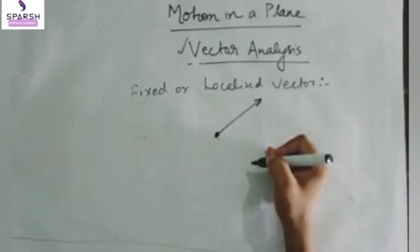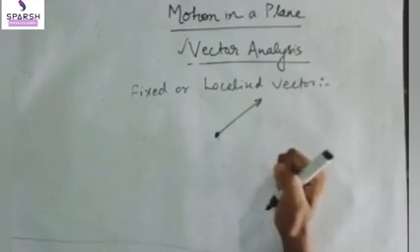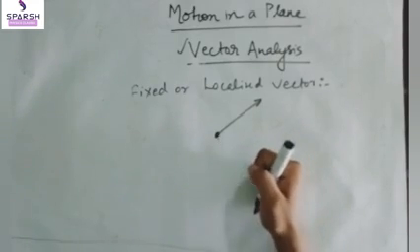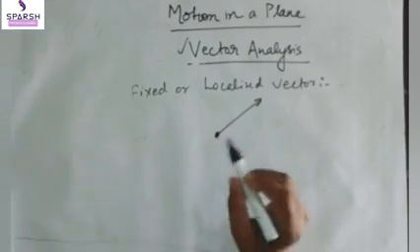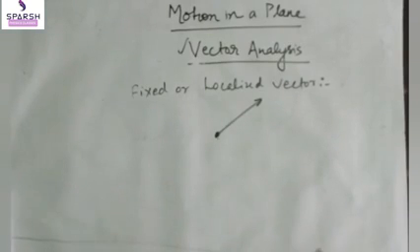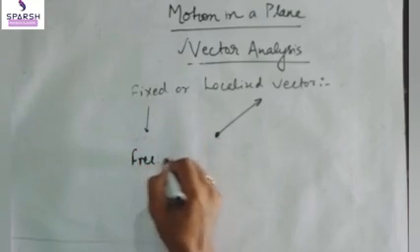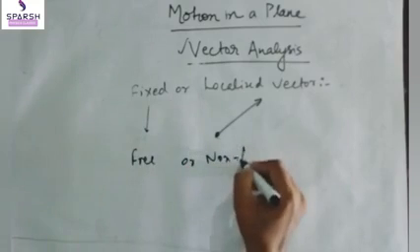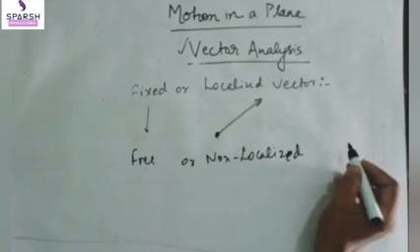If we are applying the force on the handle of a machine, then the handle is fixed, so always we have to apply the force on the handle. So the force applied there is what type of? That is fixed vector. Next one is free or non-localized vector. When the initial point is not fixed, then it is known as free or non-localized vector.